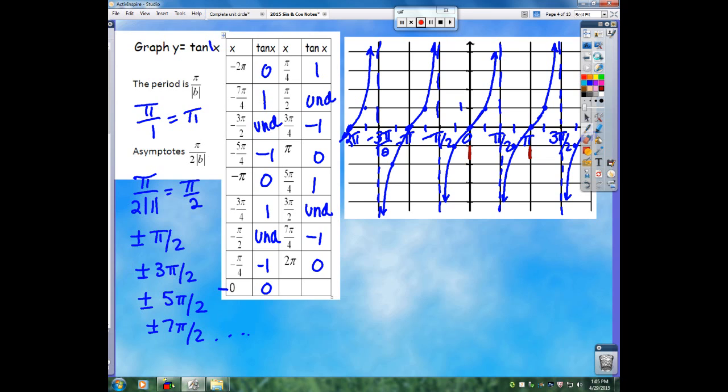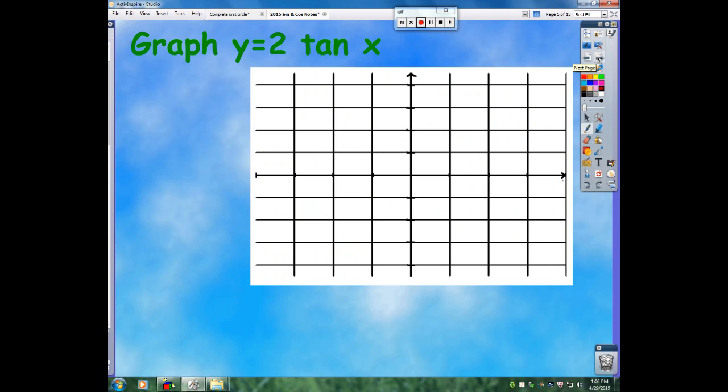All right, so let's look at an application of this. So now our A is 2. So it's going to stretch our graphs. This is a vertical stretch on our graph. We're going to multiply all the y values by 2. All right, so here's our pattern again. All right, so let's graph those quadrant graphs.